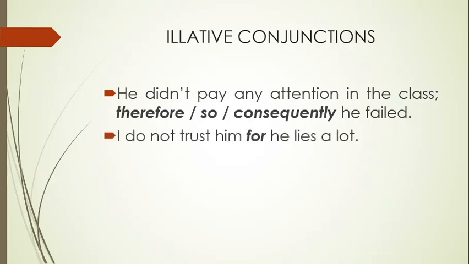Next, we have: I do not trust him for he lies a lot. You see, why I don't trust him? Because he lies a lot. So, similarly, here also we have the consequence. What is the consequence of his lies? The consequence is nobody trusts him.